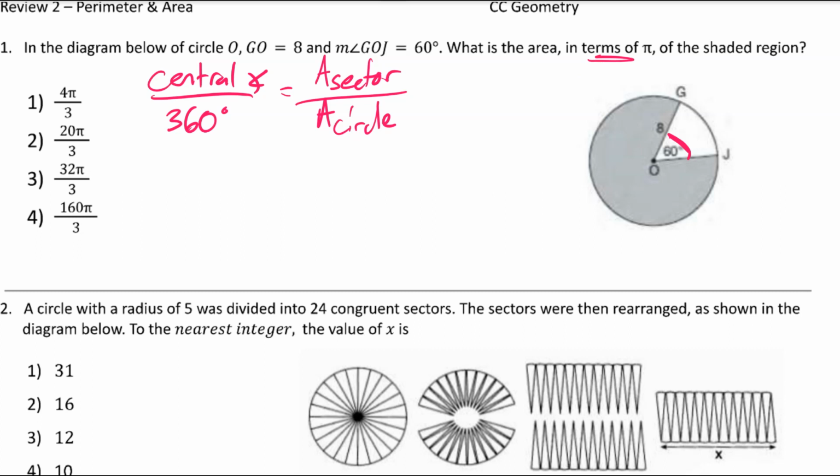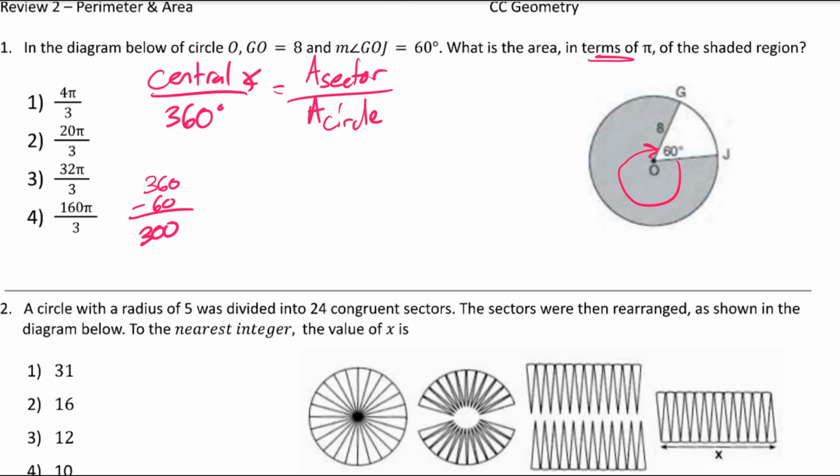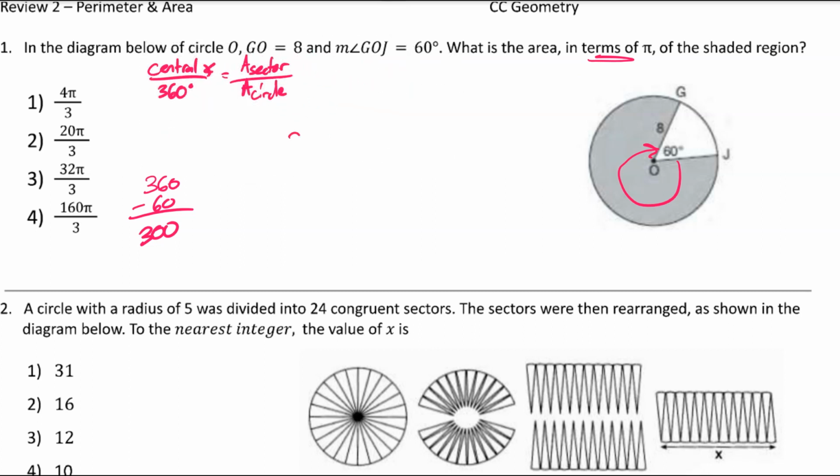One small problem is that they actually didn't give us the central angle. They gave us the central angle of the unshaded part. I care about the central angle of the shaded part. But that's pretty easy to figure out. If I know that all of a circle should be 360 degrees, I can subtract away 60 to find that the central angle I'm looking at is 300 degrees. So that's what I'm going to use in my proportion.